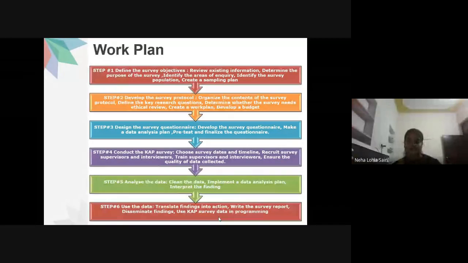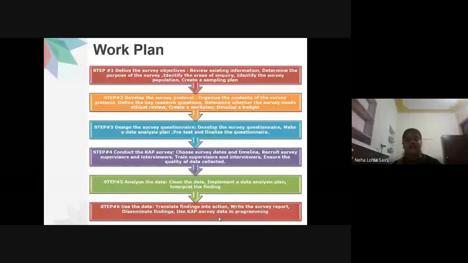So step one is to define a survey objective. As I discussed last time also, girls, when you prepare a questionnaire or when you do any study, you have to have your objectives mentioned in the questionnaire as well. So you have to review the existing information, review literature, and determine the purpose of the survey. You have to identify the areas of inquiry: what loopholes you are finding in the review, what you want to find out, what you want to analyze. You have to identify the survey population, and then you have to create a sampling plan. How are you going to take your samples? What is your sampling plan?